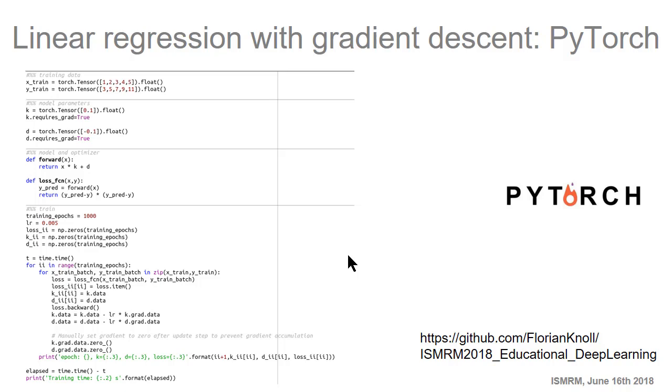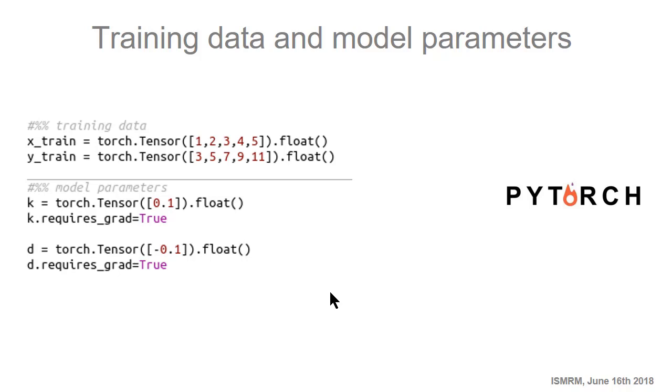And this is what it looks like on a code level. This is all there is. And you can, as I said, find this in the GitHub repository. And let's look at these individual parts of the code in a bit more detail. So in the beginning, we just define our training data and our model parameters. So in PyTorch, there is this class that's called a torch tensor. And you use this like you would use a variable or a matrix in MATLAB.